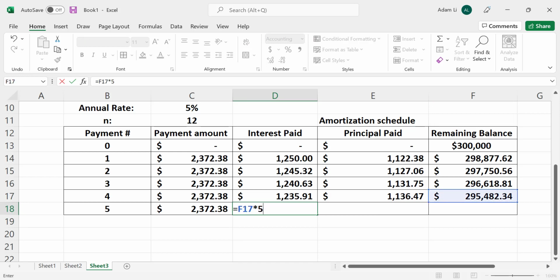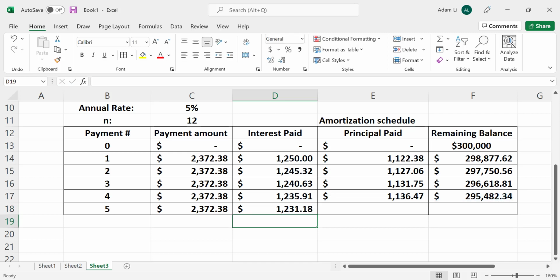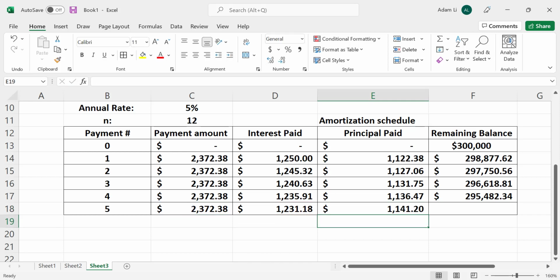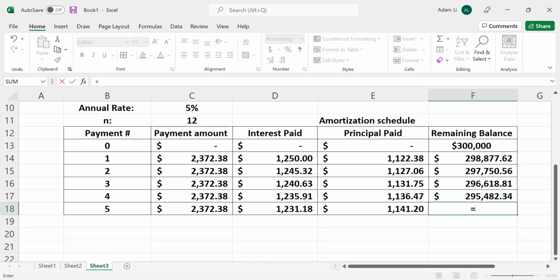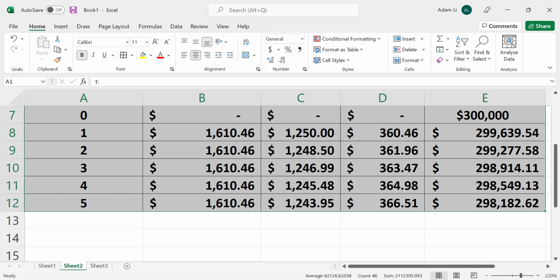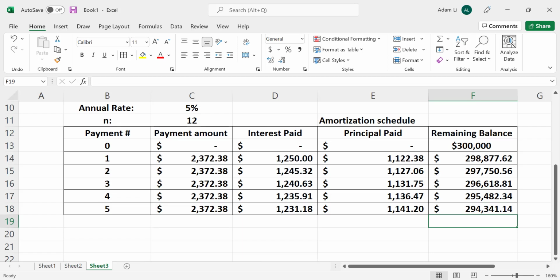Now one last thing is paying the monthly interest on the remaining balance. Similarly, the interest paid goes down and the principal paid goes up. So this minus interest paid is the principal paid. Now the remaining balance after the fifth payment turned out to be 294,000. Compared to the previous one, after 5 payments, it was still 298,000. So the payment amount is much more, the principal paid is much more as well, so you pay off the balance much quicker.